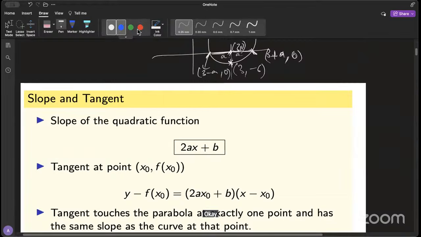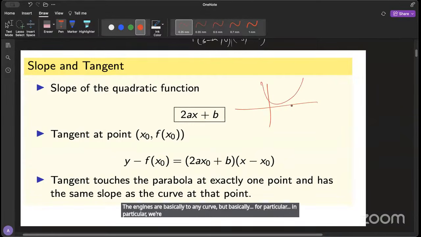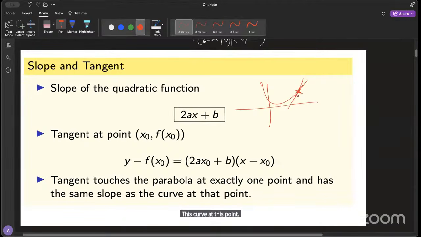Okay. So coming to this one, tangents are basically to any curve, but in particular, we're discussing quadratic functions. So the tangent at this point will be a straight line that just touches this curve at this point and then passes. So this line and this curve touch only at one point. That's called your tangent.